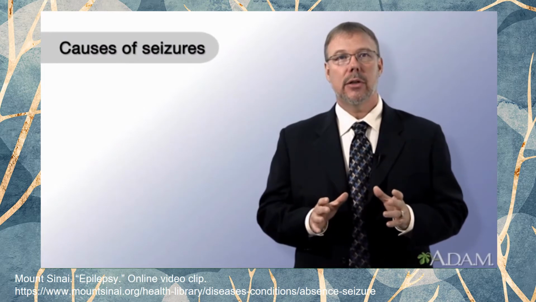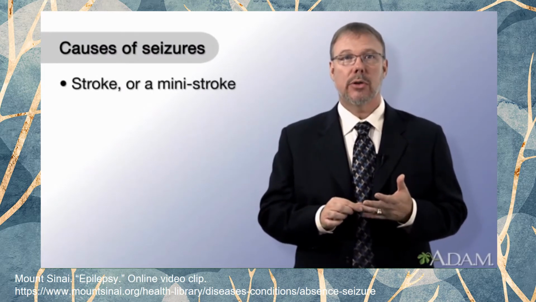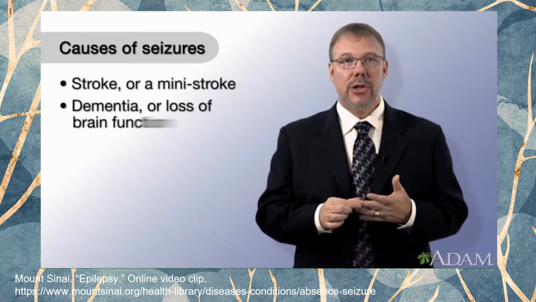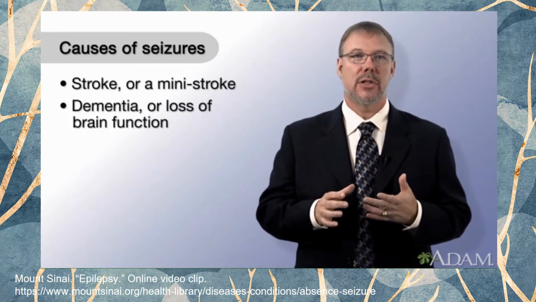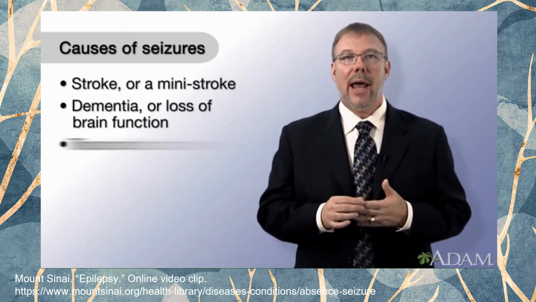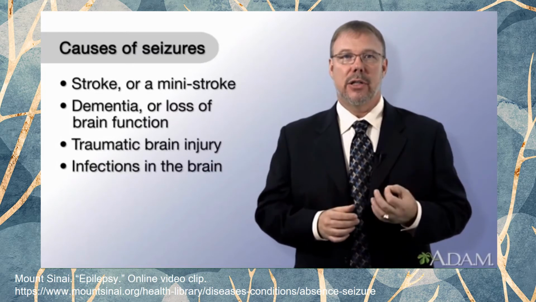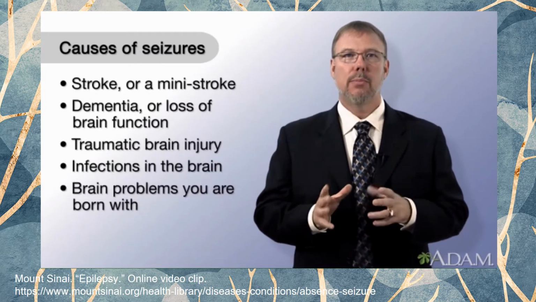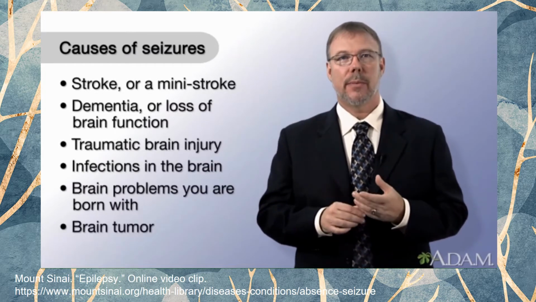Epilepsy seizures usually begin between ages of 5 and 20, but they can happen at any age. Common causes include stroke, or a mini stroke called transient ischemic attack, dementia, or loss of brain function such as Alzheimer's disease, traumatic brain injury, infections in the brain, problems you're born with, or perhaps a brain tumor.